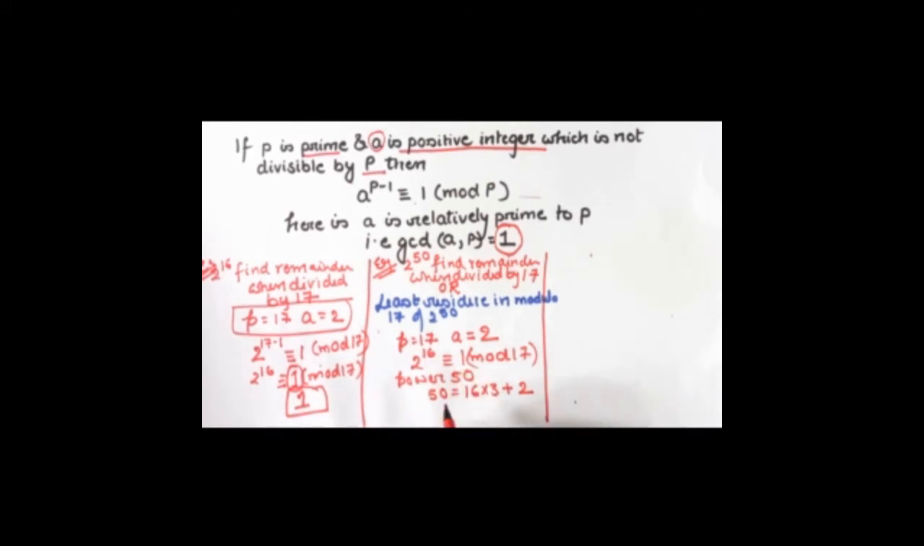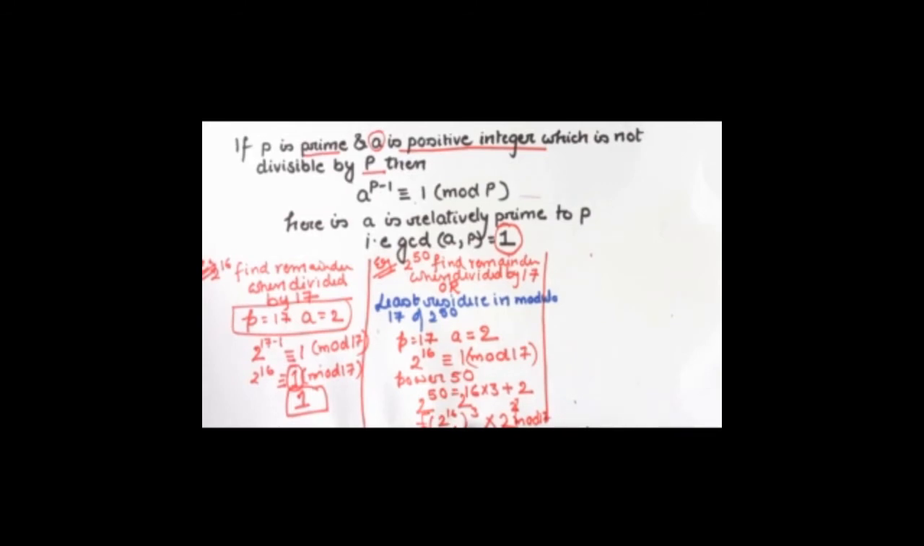Okay, so you can write 2 to the power 50 equal to 2 to the power 16 into 3 plus 2. Is there any doubt in this? I hope not. So for 2 to the power 16, you can write this as (2 to the power 16) whole to the power 3. Any doubt in this? And then you can write 2 to the power 2, for whole. This is going to be mod 17. This is how you can write.